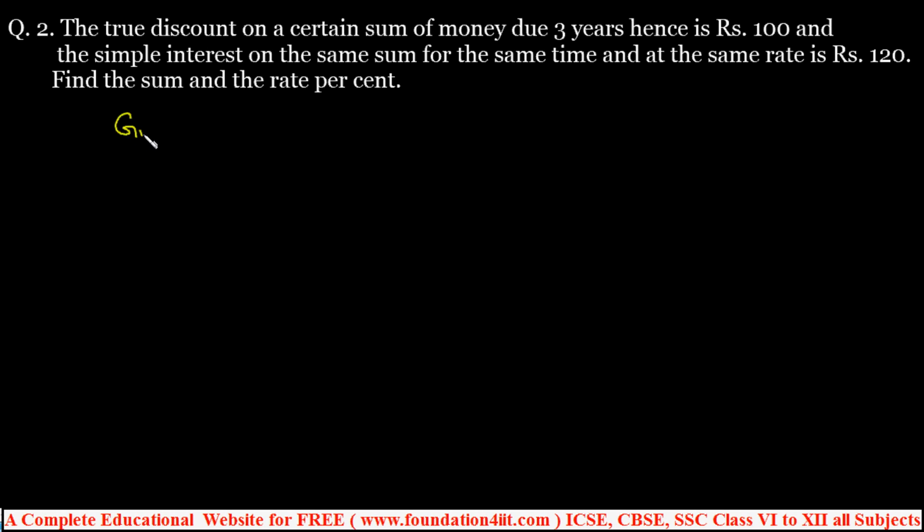First of all, the given data we can check: true discount is equal to rupees 100 and simple interest is rupees 120, right? These 2 are given. Already we have the formula, that is sum due.